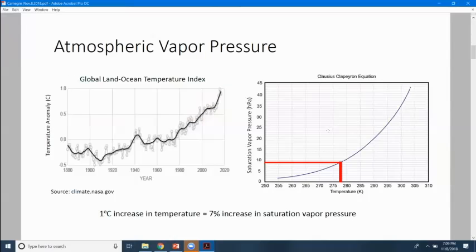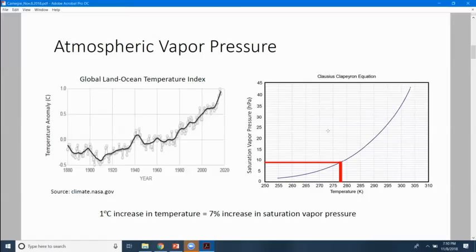Just briefly here, this is a trace of the global average temperature over land and ocean, going back to the 1800s. It's normalized to a 20th century average. If we go off of that normal, we see we've had about a 1 degree Celsius increase in temperature. And the warmer the air is, the more moisture it can hold, and that's given by this relationship here on the right.